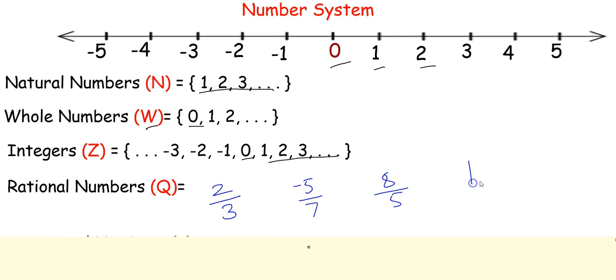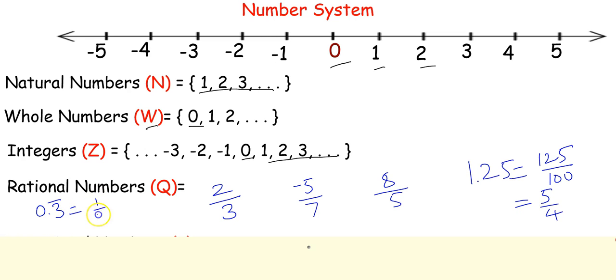Even if it is in decimal form, if you have 1.25, still it is a rational number, because 1.25 is how much? 125/100, which is 5/4. This is a rational number. Even for that matter, 0.3 bar, that is also a rational number, because you can write it as 1/3. 1/3 is nothing but 0.3333 all the way.